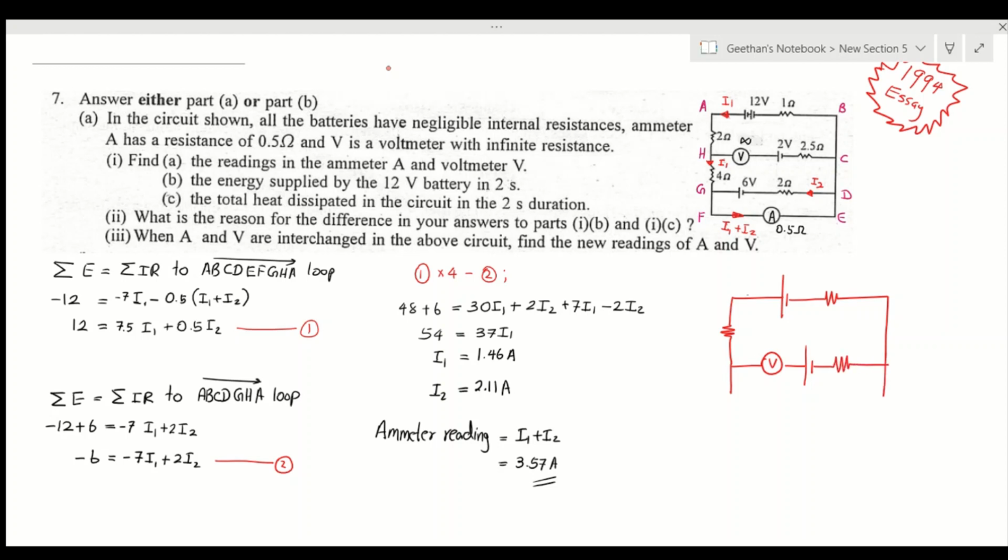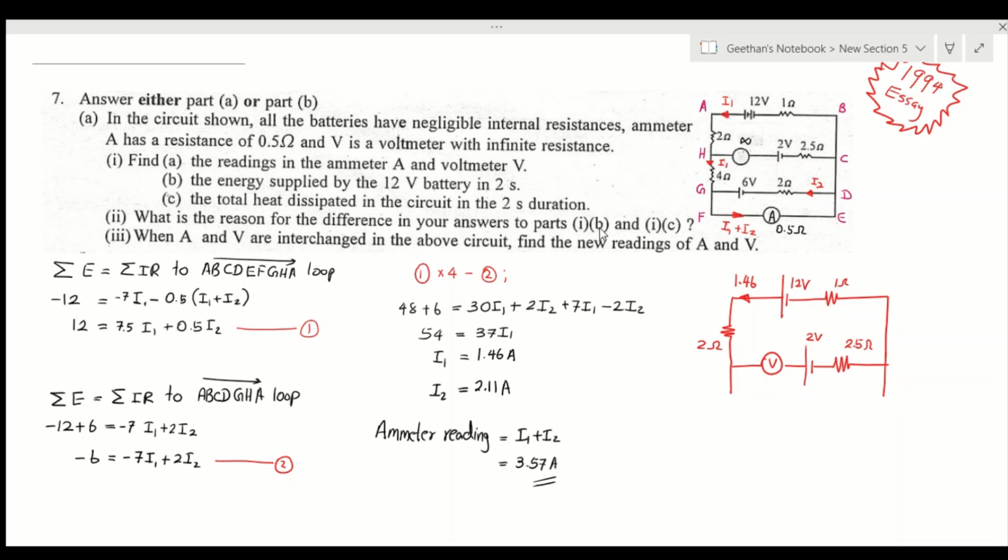Right, and I can also mark the I1 current, that is 1.46. The battery is 12 volt and this is 1 ohm. The 2-volt battery is here, and there's a 2.5 ohm resistor which actually we don't need, and here we have 2 ohms. Right, so what I'm going to do now is find out the potential at one point considering the other point as 0. So I'm going to take this point as 0.